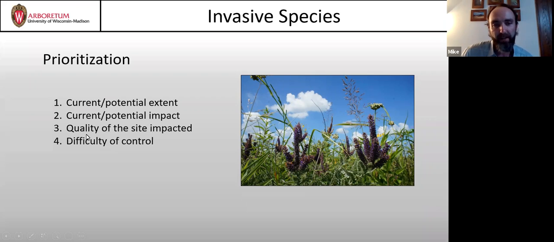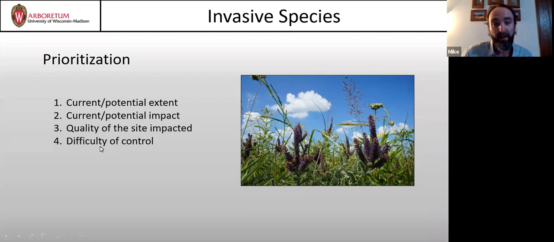What's the quality of the site where it's present? Like I said before, we like to focus on our high quality sites first. So is that where it's present, or is it already in a degraded area where it's not going to make much of a difference if it's there or not?